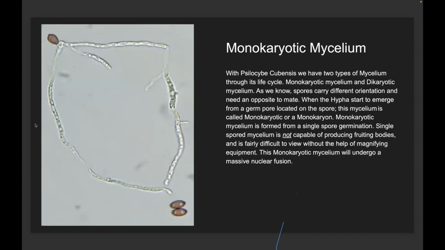Okay, monokaryotic mycelium. Here's a great shot. This is what it looks like. There's a spore germinating, and it's growing out this singular mycelium. These little indentations are just cytoplasm and organelles, so there are cells moving through the mycelium. And if you can tell, one of these spores must be getting ready to germinate because it grew directly to them.